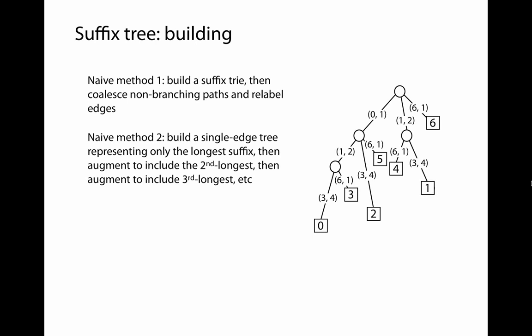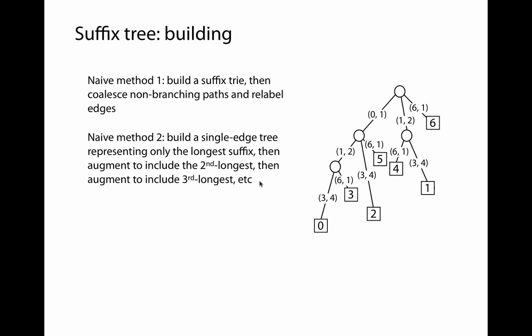Now, if you think about the time and space requirements of these two methods, method 1 is clearly order m squared time and order m squared space in the worst case, because we have to build the suffix trie first. And the suffix trie is order m squared nodes, so it's order m squared time and space in the worst case.